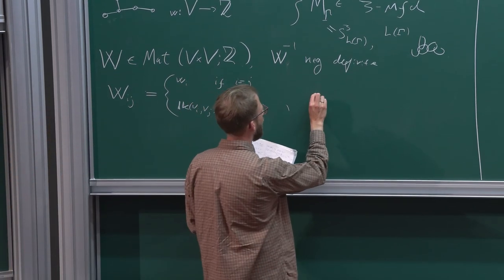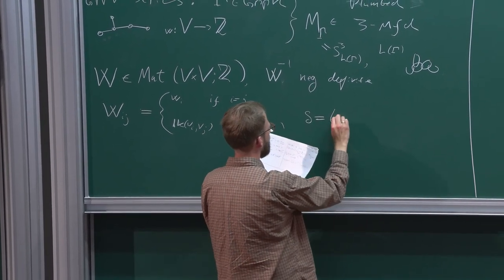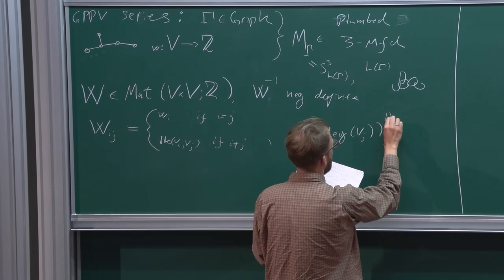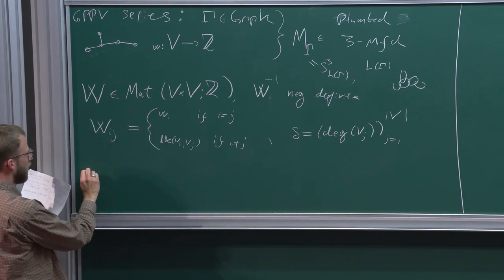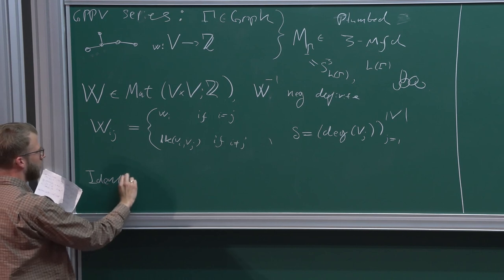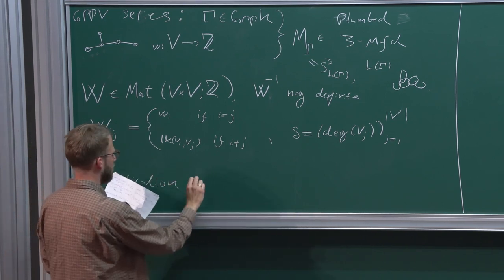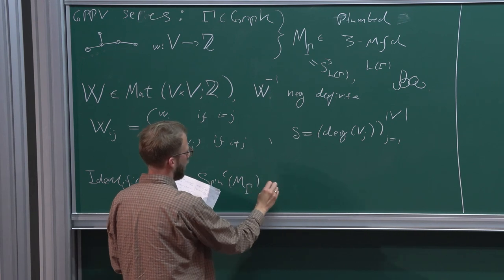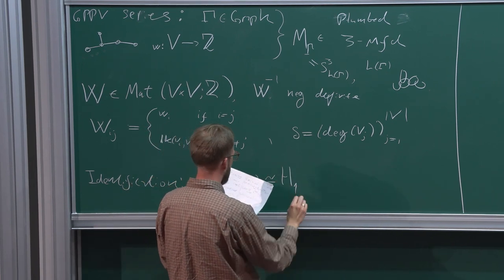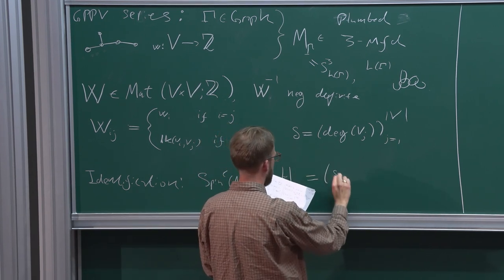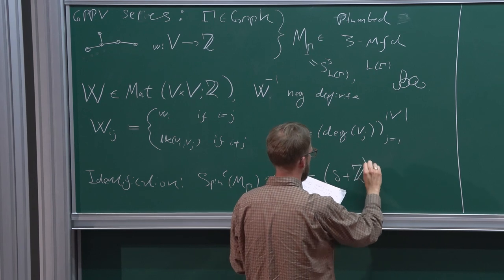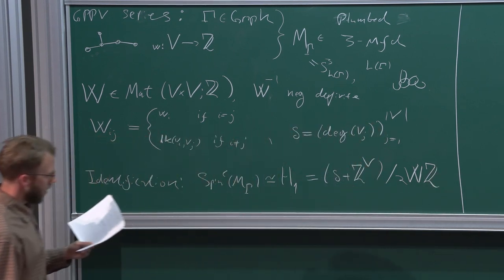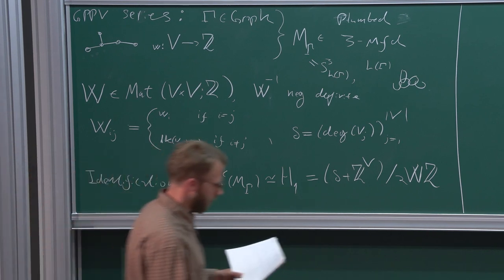Allow me to introduce a little more notation. We introduce delta, the degree vector, with j equal to 1 up to the number of vertices. And then we will be implicitly using this identification between spin^c structures on this three-manifold, non-canonically identified with H_1, which is delta plus Z^V modulo 2W Z^V. Okay, so now we are ready to give the formula.